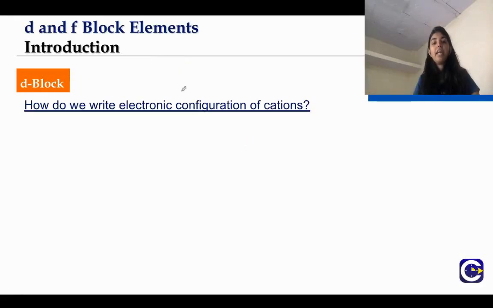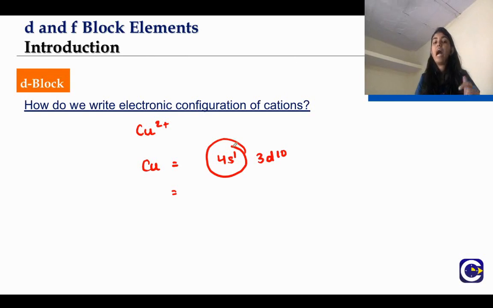Now, how do we write electronic configurations of a cation? For example, copper 2 plus. First, you write down the electronic configuration of the ground state. So, copper is 4s1 3d10. So copper 2 plus will be what? You have to first remove the electrons from the outer orbit.